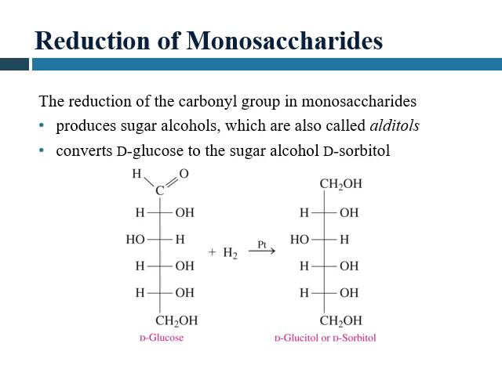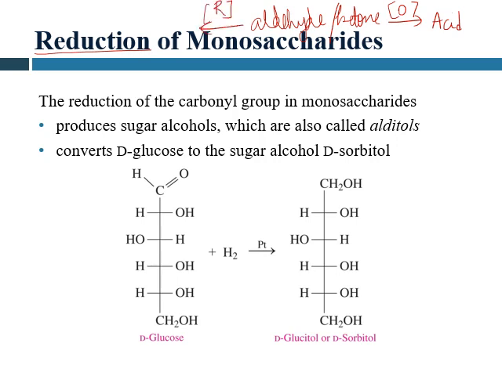So some of the reactions of these monosaccharides or sugars are reduction and oxidation. You have seen these reactions in the previous chapters. So when an aldehyde or ketone undergoes oxidation, they form carboxylic acid. When they undergo reduction, they form alcohol. So it's the same process, but the only difference is now you have a bigger molecule.